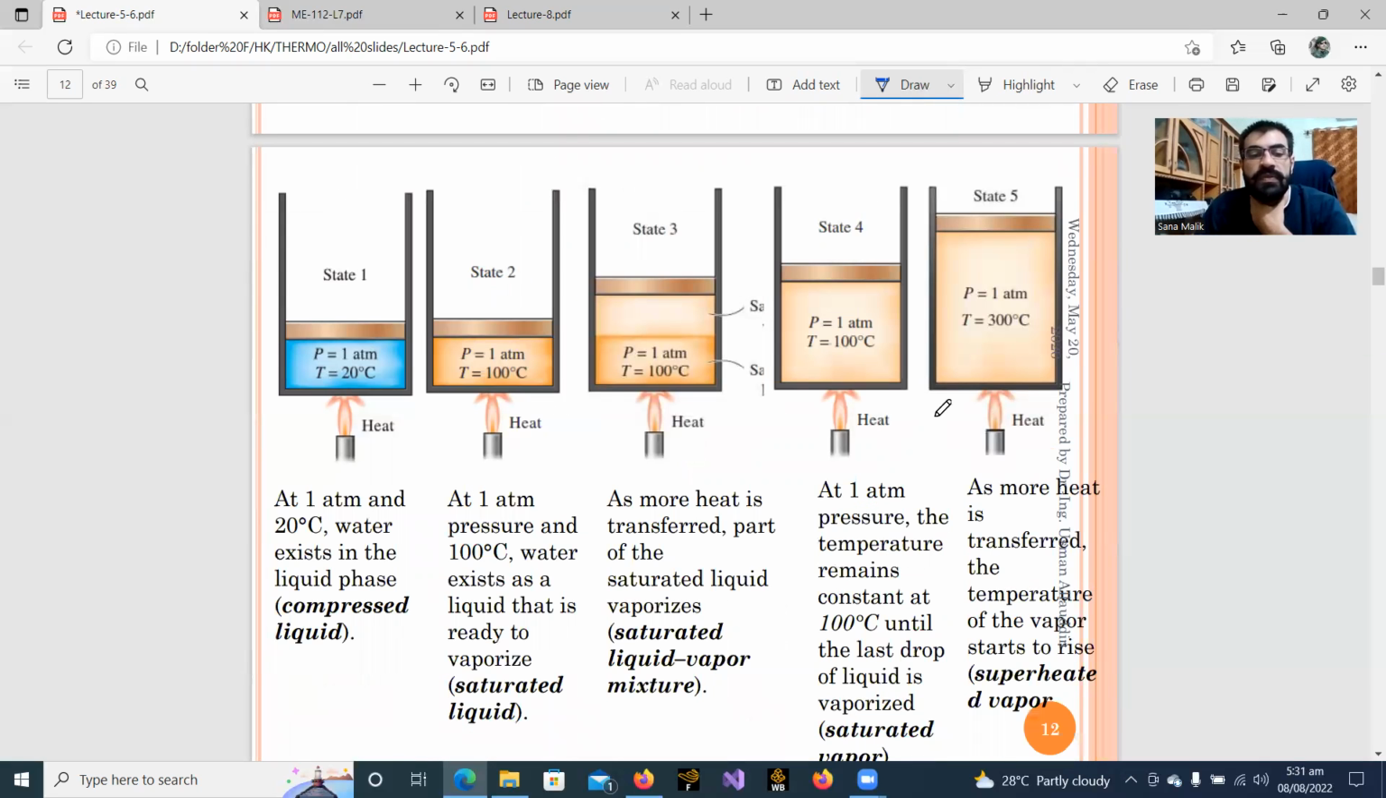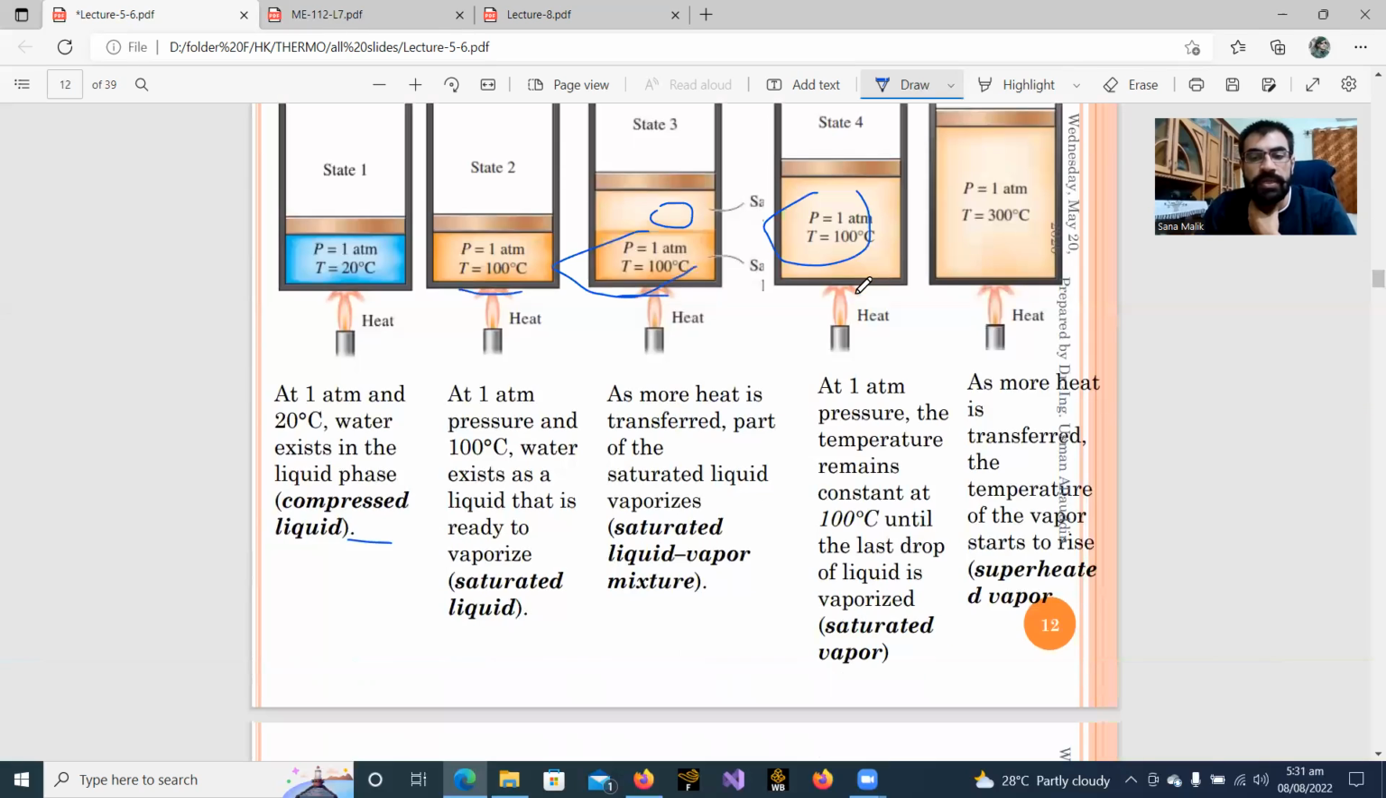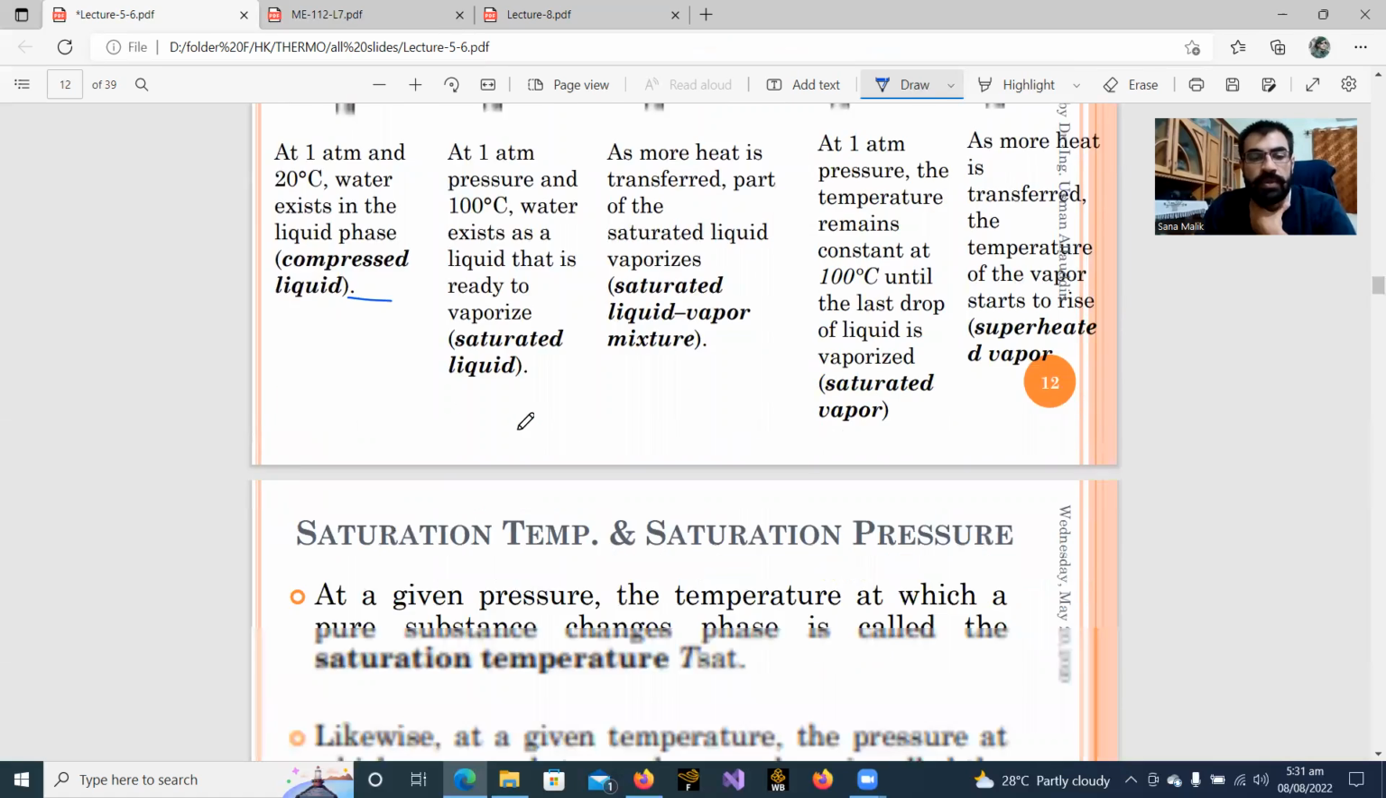So these are different phases: compressed liquid, then this is a saturated liquid, then the saturated liquid-vapor mixture. This is vapor, this is liquid. Then all the vapor vaporizes, saturated vapor. This is superheated vapor.